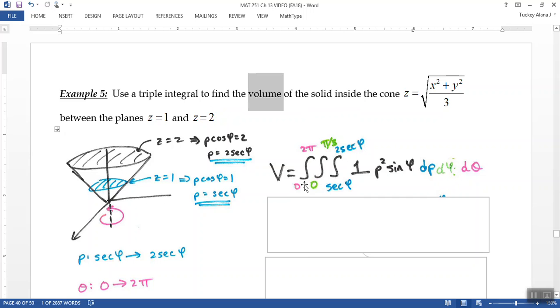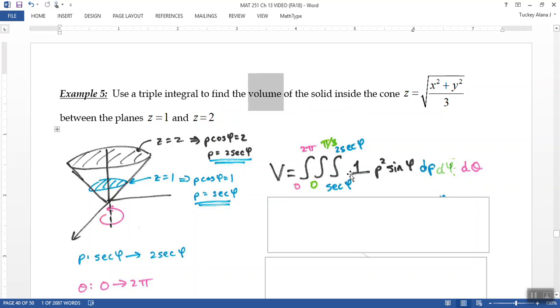Then phi is the hardest part to figure out, almost always, and it's going from 0 to pi over 3, from the top of the positive z-axis, which is 0, out to this angle that forms this side of this cone, which is pi over 3. And then theta is usually the easiest part. So theta is going from 0 to 2 pi because we're going the full cone, the full revolution around the positive z-axis.